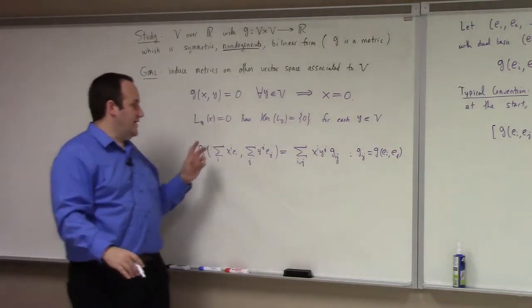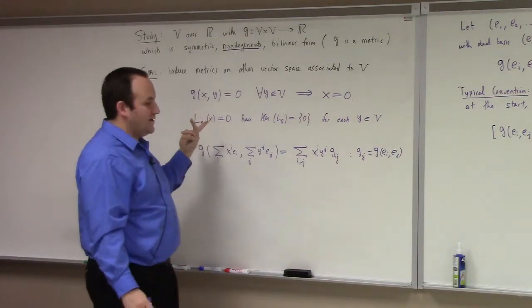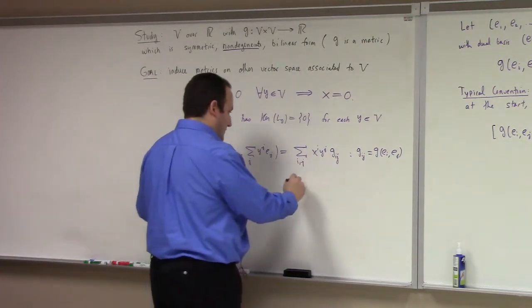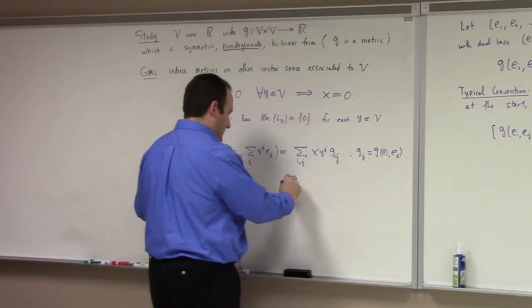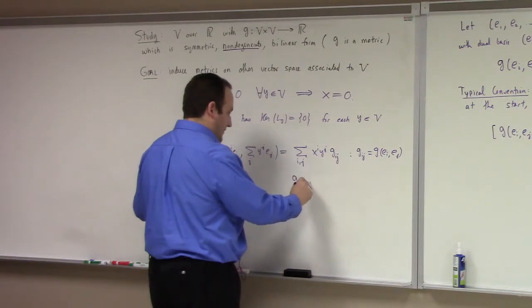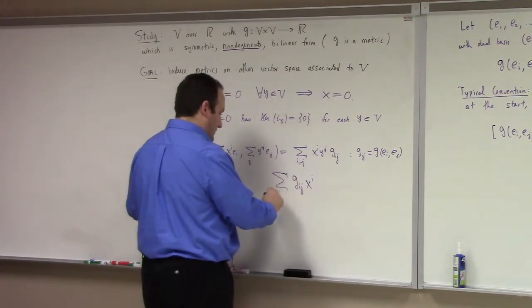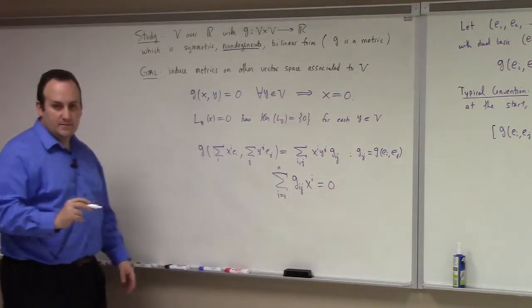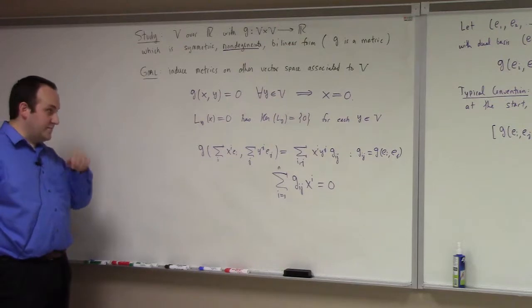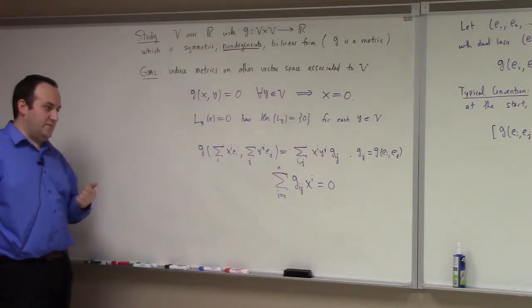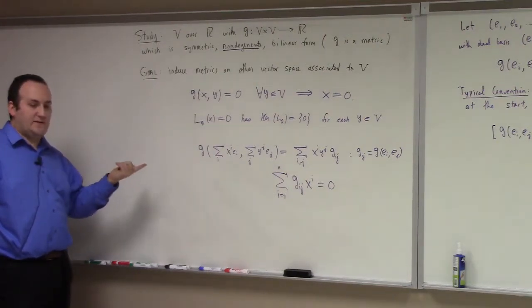Now we have that this is equal to 0 for all y, right? So in particular, you can rewrite this as the sum over i equals 1 to n of g_ij x^i is equal to 0, right? I can take the case that I look at the y that's just e_j, and that gives me that equation. And that implies x is equal to 0, right?